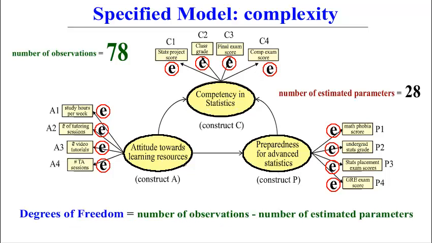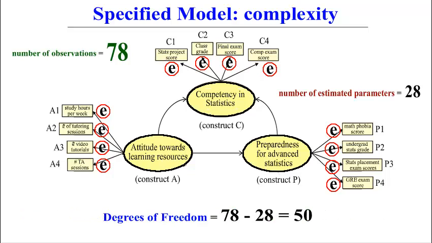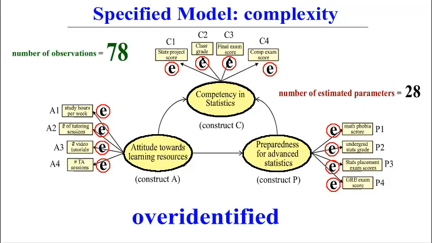Let me move that out of the way up here. And the original degrees of freedom formula was the number of observations, 78, minus the number of estimated parameters, 28. It gives us 50, which means that our model is over-identified, which is just where we want it. So we're good to go.